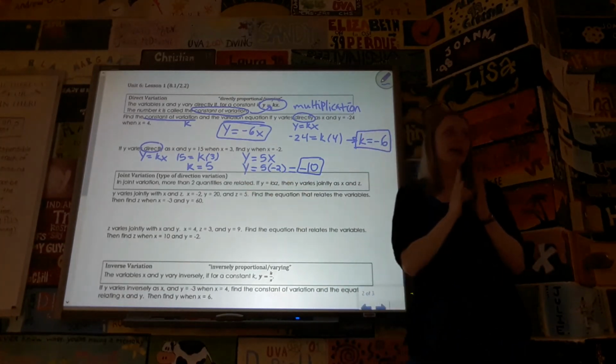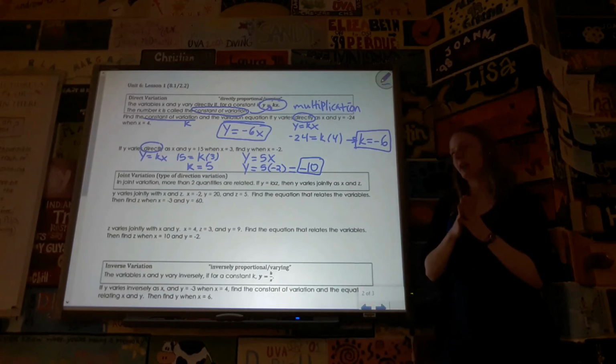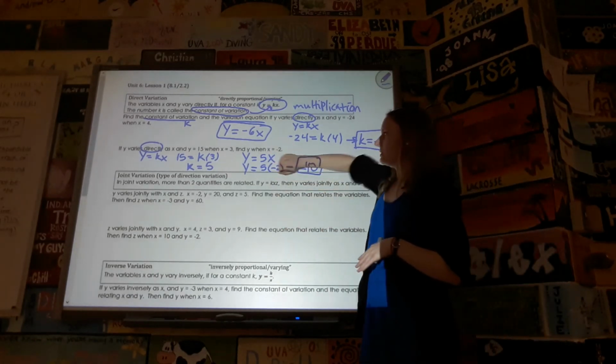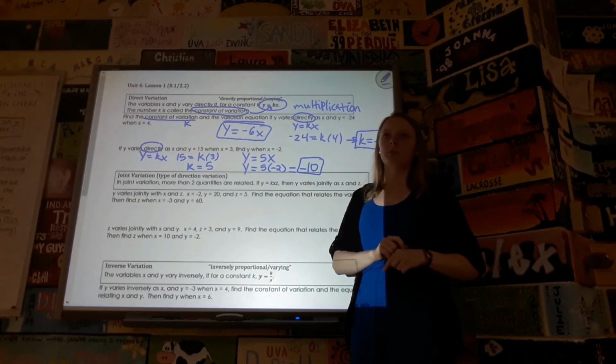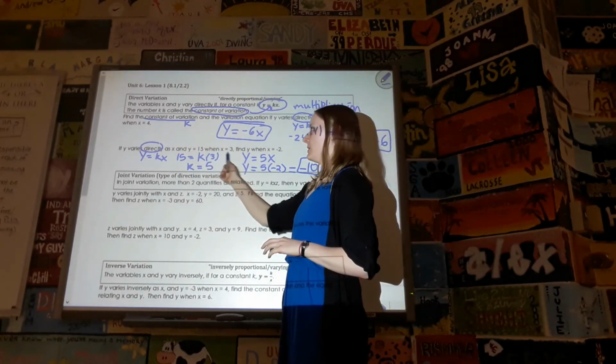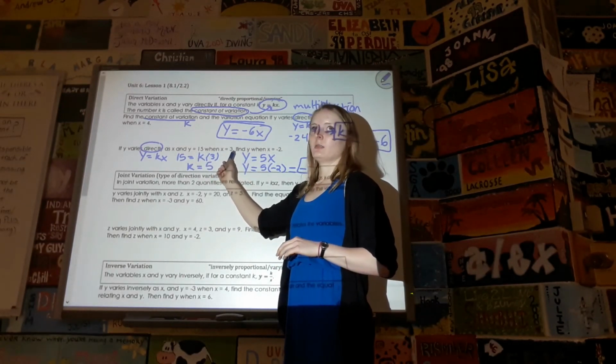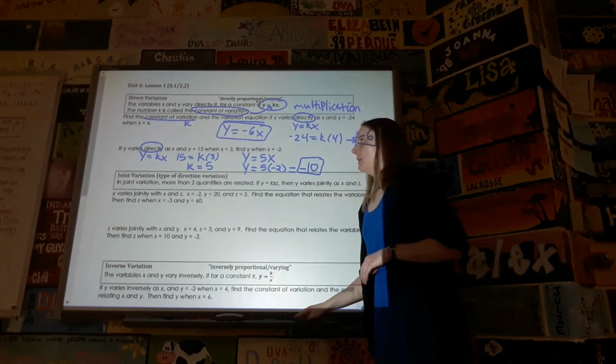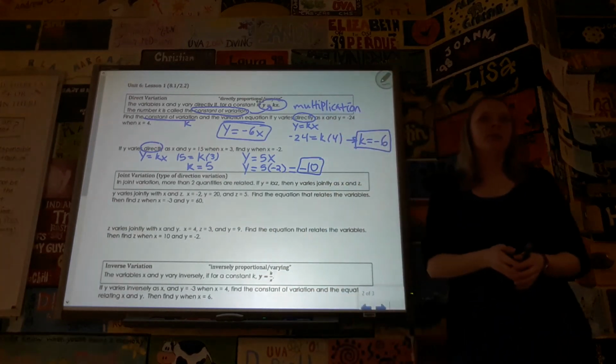Okay, so always find k. Whether they ask for it or not, always find k first. And then plug in the values to find the variable you're looking for. Okay? That's why they give you these numbers in the beginning, so you can find k. That's the whole point of that. All right, so that's direct variation. Any questions about that?